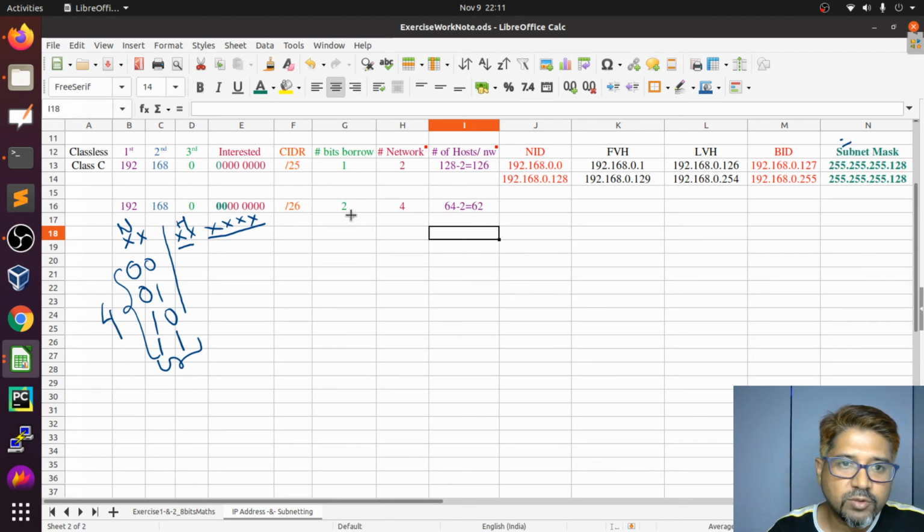So 2 to the power 2, you can calculate by mathematics also, because we borrow 2 bits. So 2 to the power 2 gives you 4 networks. Okay. Now, bitwise, if you borrow 2 bits, what's the max combination that gives you the network?